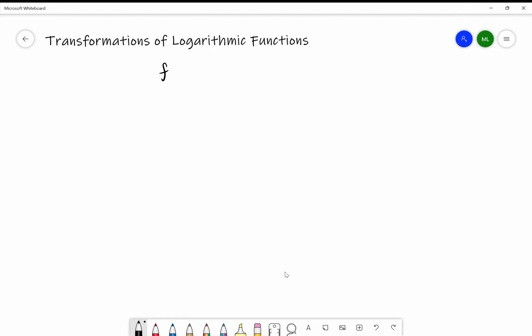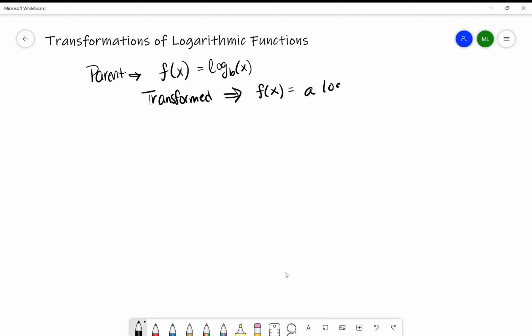So here's our parent function. Our parent function for logarithms is f of x is equal to log base b of x. But a transformed one takes on the form of f of x equal to a times log base b of (x minus h) plus k. Very similar to the exponential function.